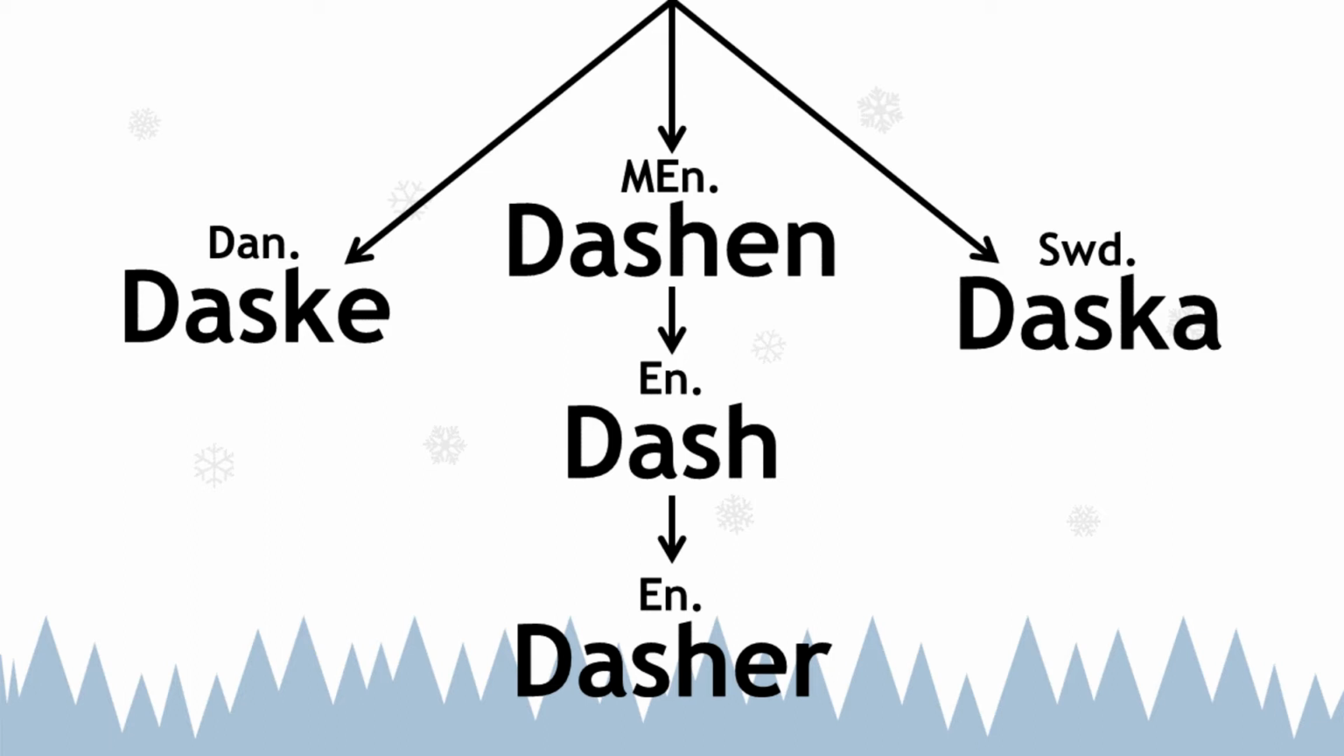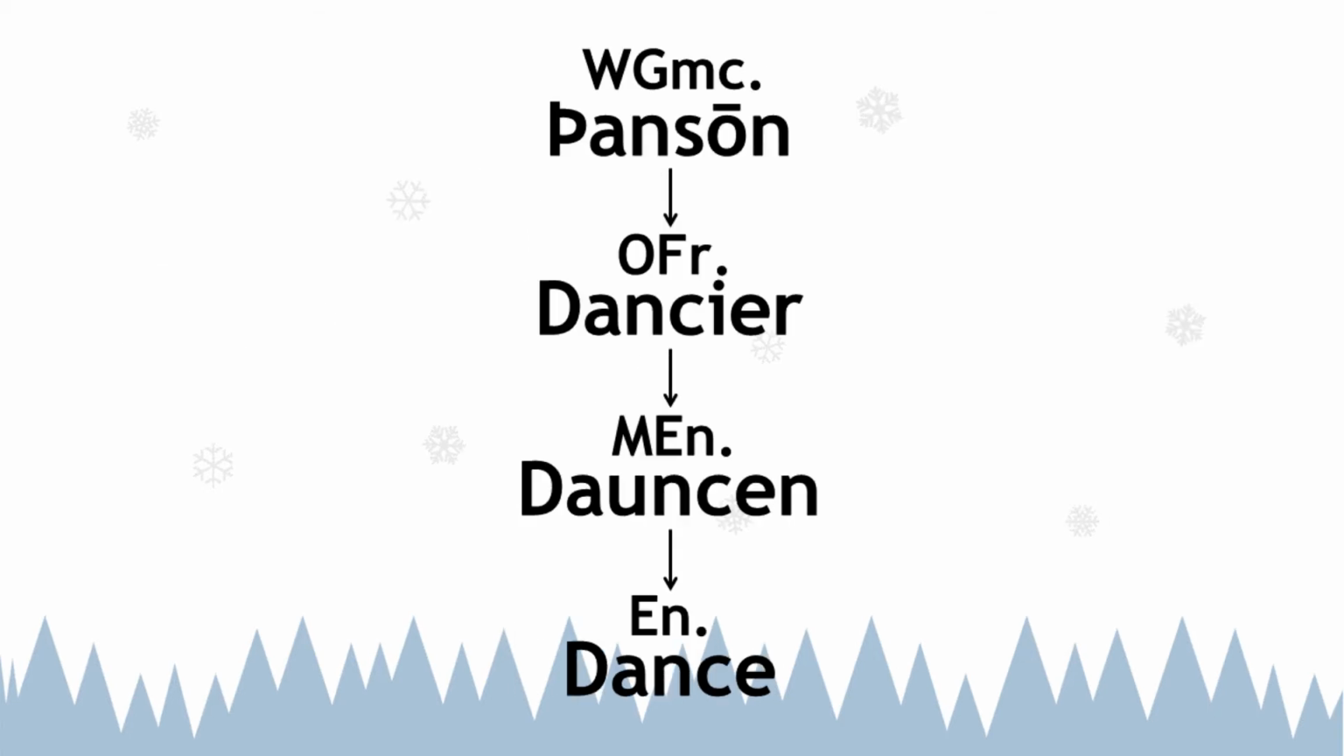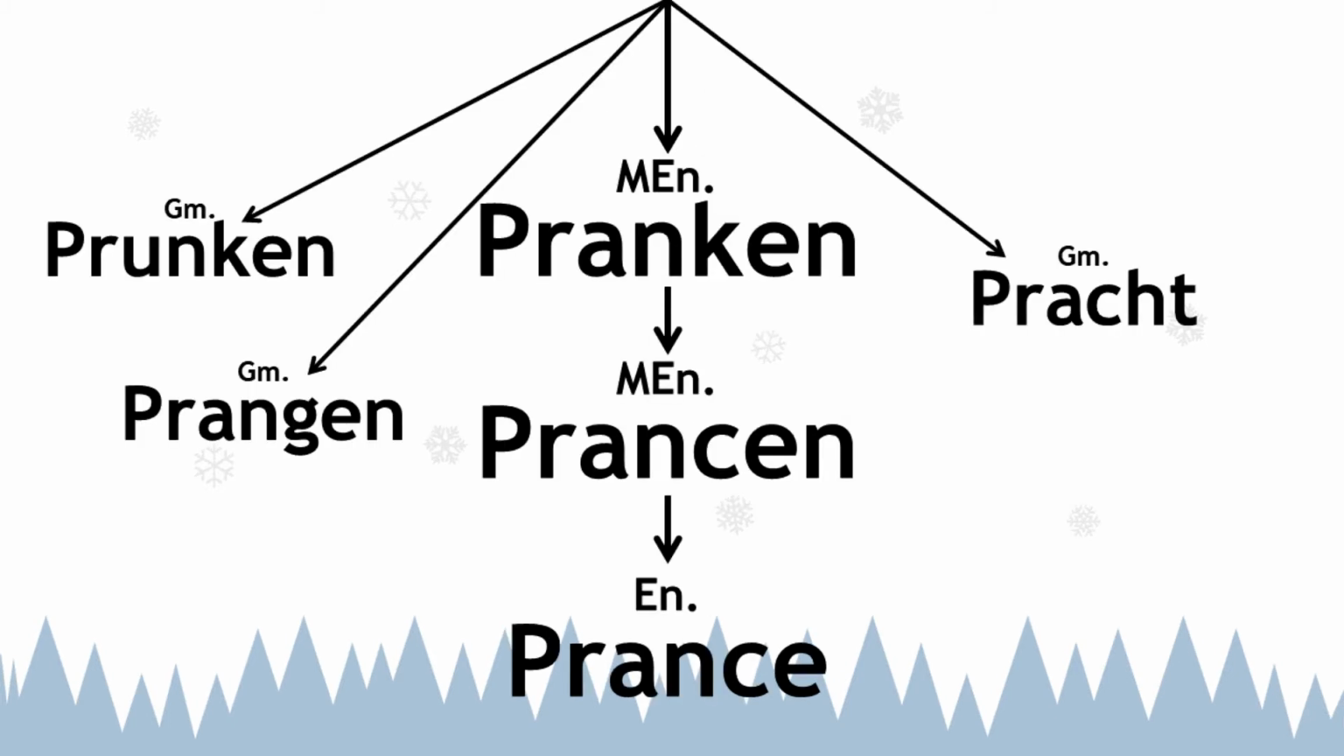Dash comes from a Scandinavian language, with the original meaning of to beat or to strike, as in dash to pieces. Dance comes from Old French dancier, from West Germanic thonsorn, meaning to pull. Prance is from Middle English, probably from Old Dutch or another West Germanic language, but is probably related to words in High and Low German such as prunken, prangen, and pracht.